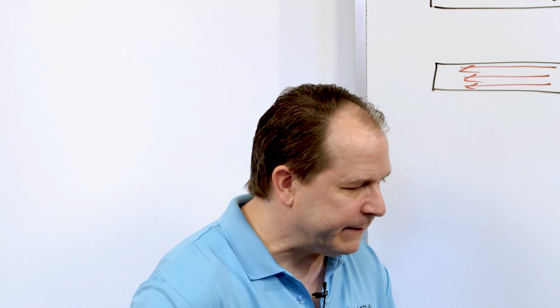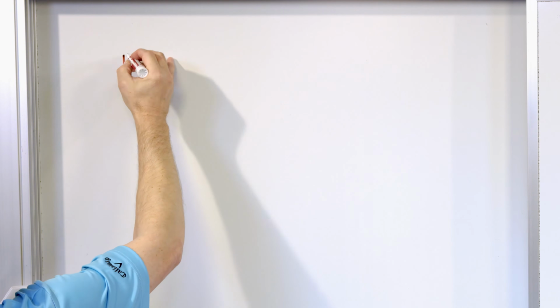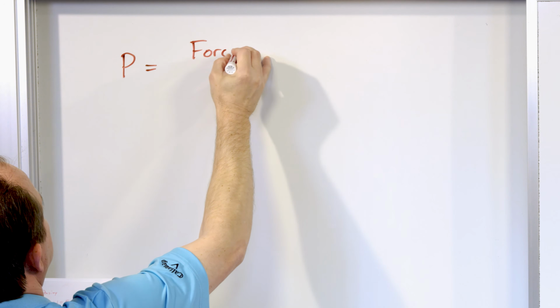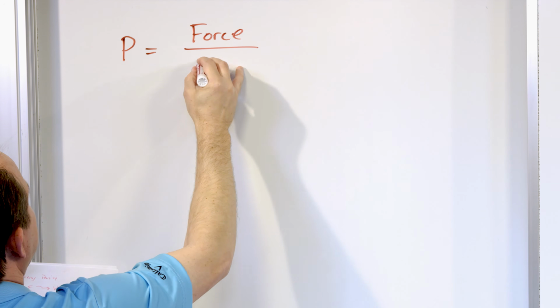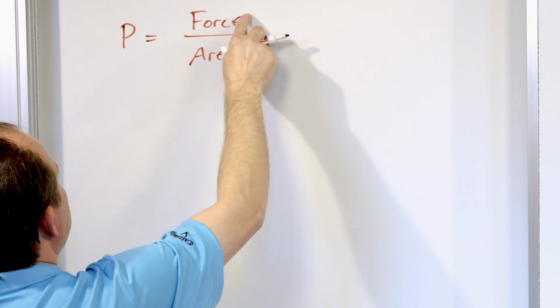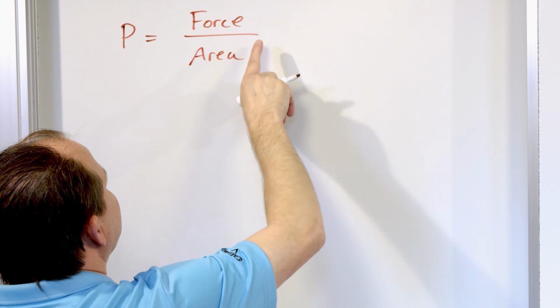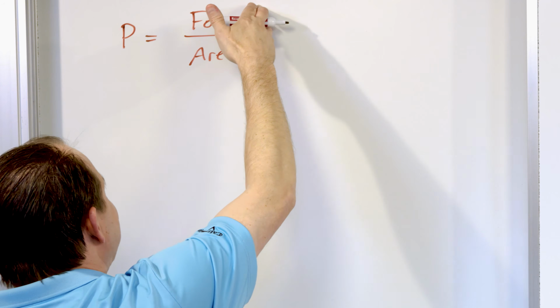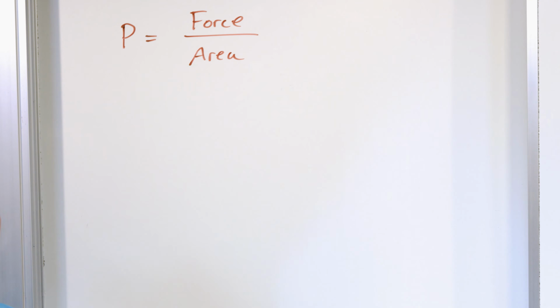Let me show you what I mean. In general, pressure is the force divided by the area. So it might be pounds per square inch, it might be newtons per square meter. That's what it means. Pressure is the force of whatever divided by the area of whatever, like this.